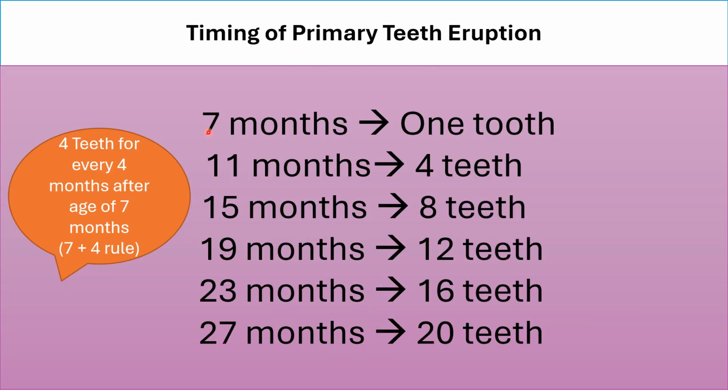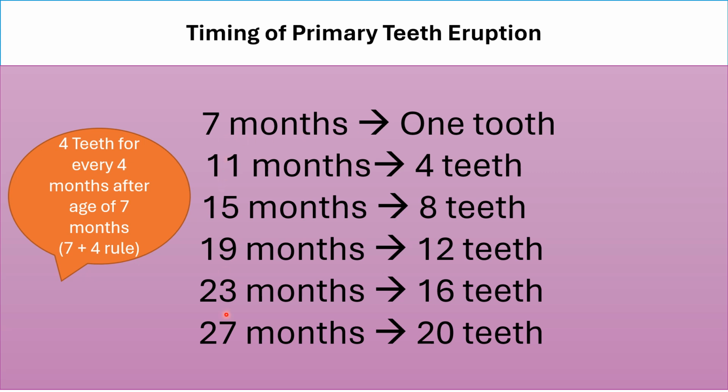Timing of primary teeth eruption: 7 months, 1 tooth; 11 months, 4 teeth; 15 months, 8 teeth; 19 months, 12 teeth; 23 months, 16 teeth; 27 months, 20 teeth. So very simple, at 7 months you have 1 tooth.